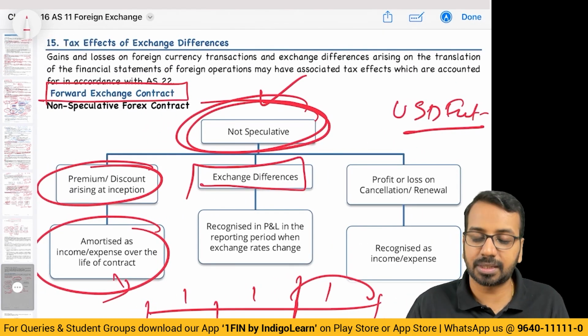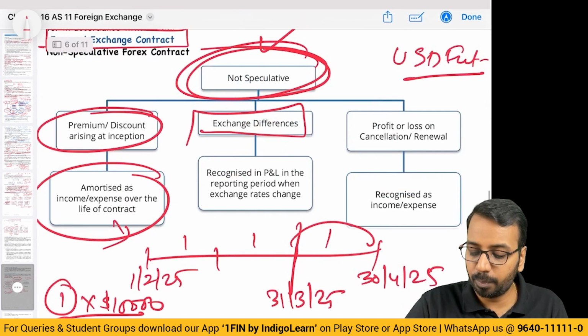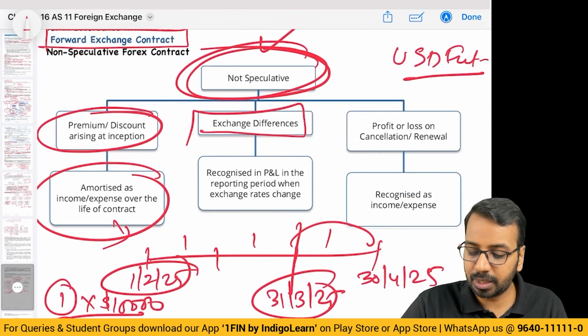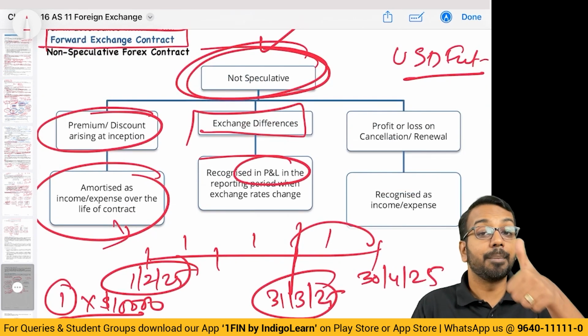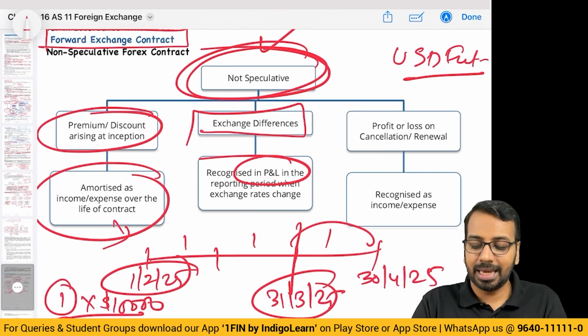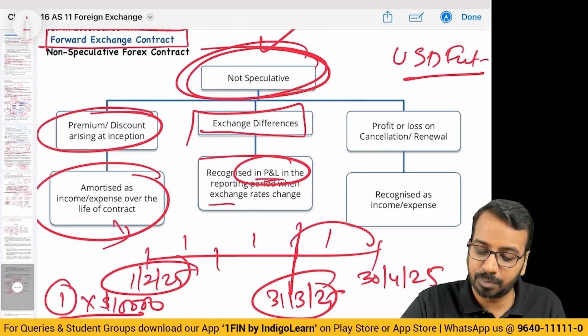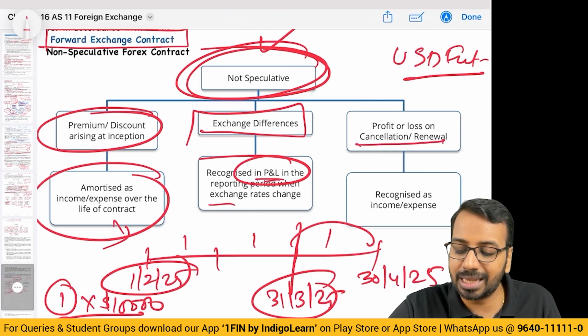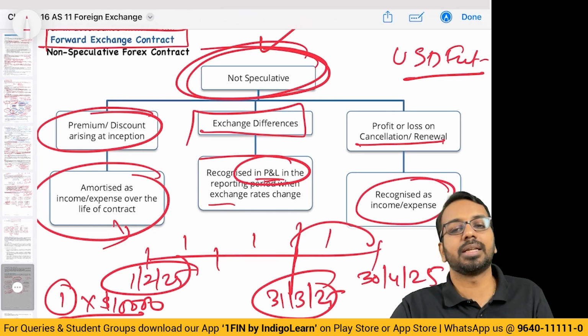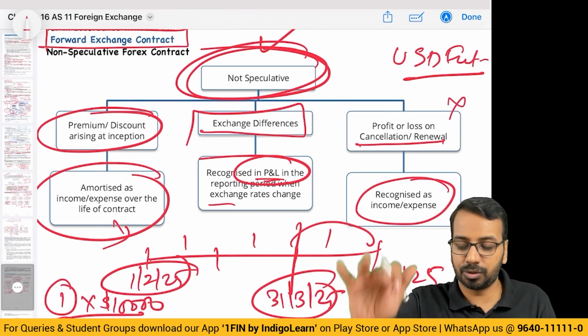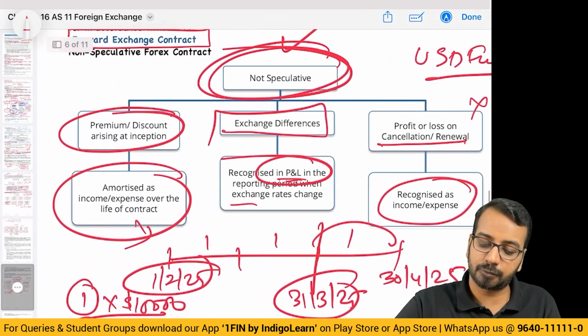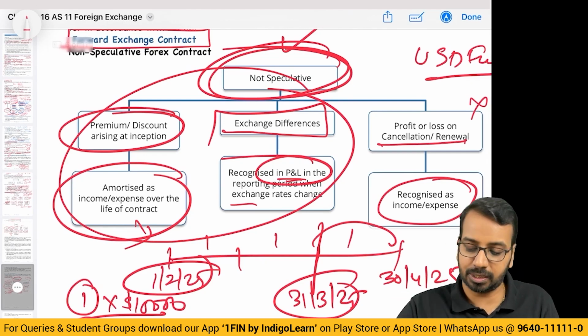Then any exchange differences. So the rate movement between this date and this date, the exchange difference has to be recognized in P&L. Premium and discount amortized. Exchange difference recognized in P&L, and if at all you cancel or renew the contract, that is also recognized in income and expense. This you can just ignore it. Only these 2 points. If you are thorough, it is sufficient.